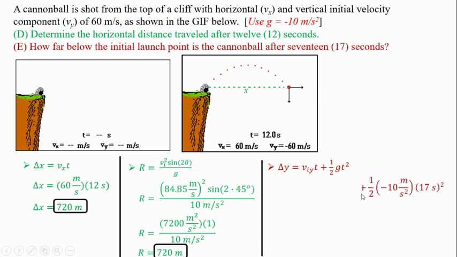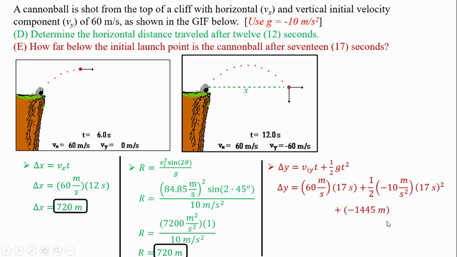So my VI here, I'm just going to plug in a positive 60 because I'm going to start at 0 second and go all the way to 17 seconds. So my VI initially at time equal to 0 is 60. Time here is 17 seconds because that's what part E wants. And here I just plug in g, I plug in -10, and then time here is 17. I want to square that.